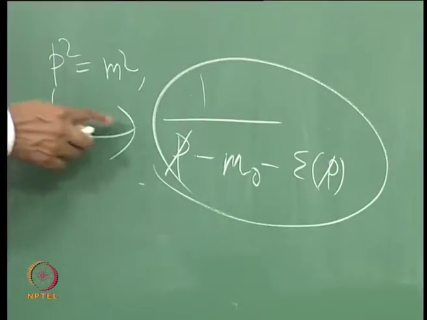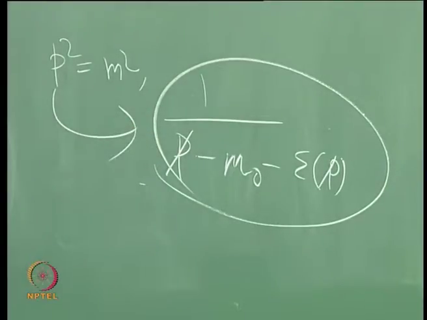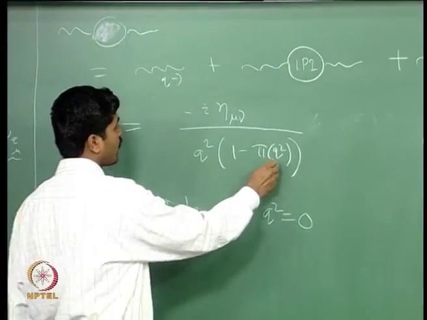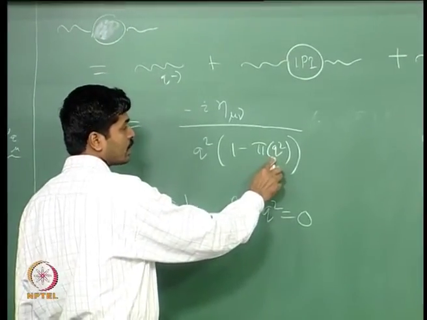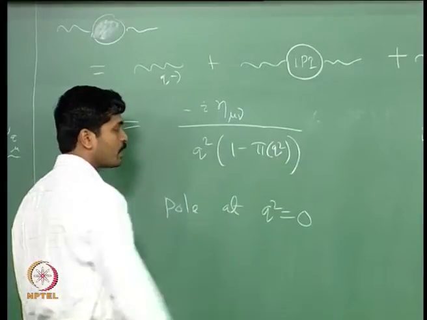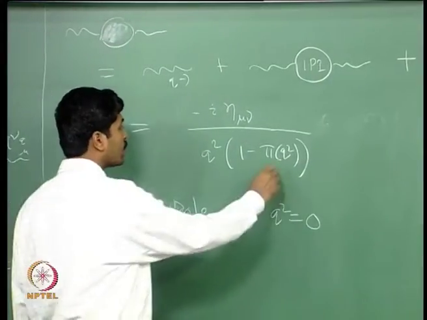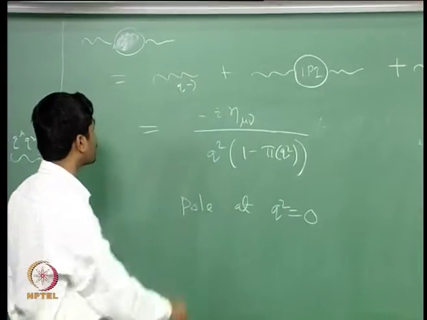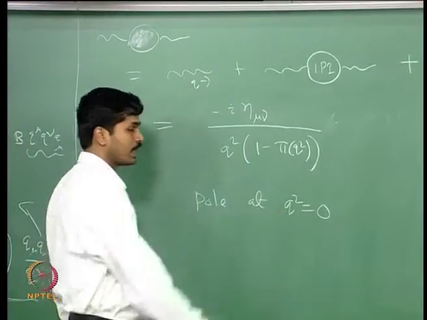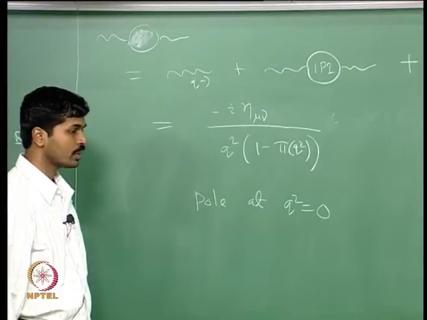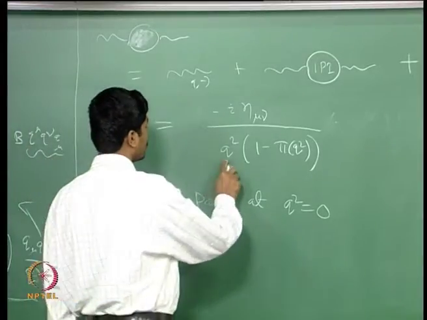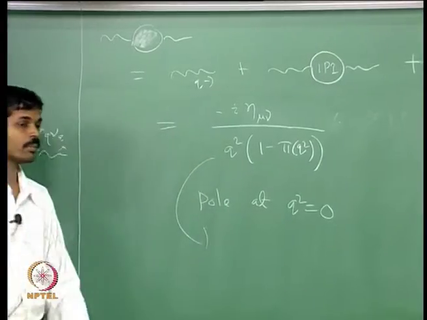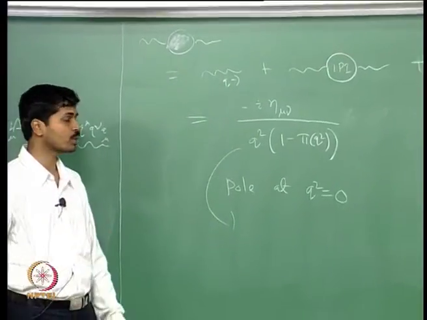Unlike the electron self energy case, here the pole is not shifted, because pi of q square does not have any pole; it is actually regular at q square equal to 0. Because of that, the exact propagator has a simple pole at q square equal to 0, and therefore the pole is not shifted, and because of that the photon remains massless to all orders in perturbation theory.